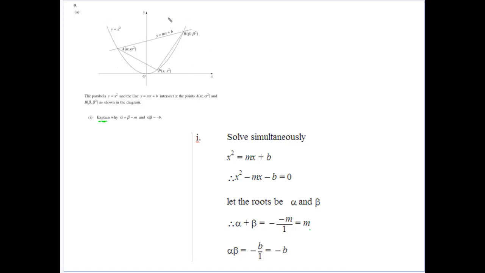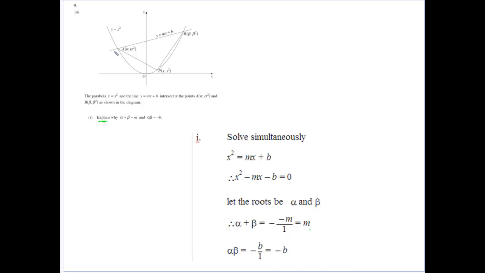So what we've got is a parabola here and a line intersecting it at 2 points, alpha, alpha squared, and beta, beta squared, and P some point x squared on that parabola. So the first thing we want to do is explain why we can get alpha plus beta equal to m, the gradient there, and alpha times beta equal to minus b.